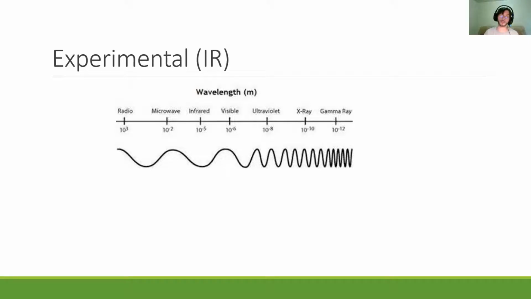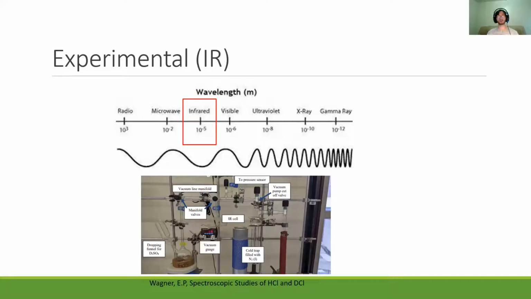But we want to do rotational and vibrational, so we're going to look at the infrared region, IR. So how are we going to do this experimentally? Well, HCl and DCl are gases.